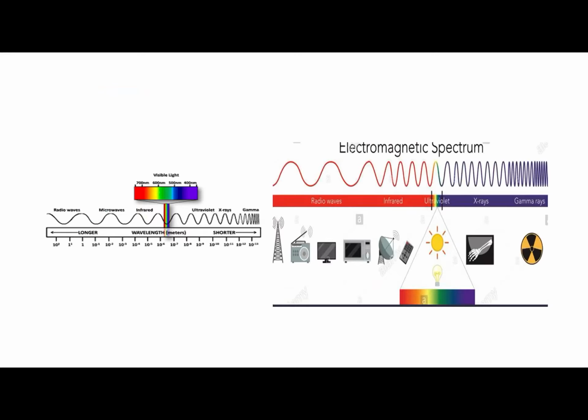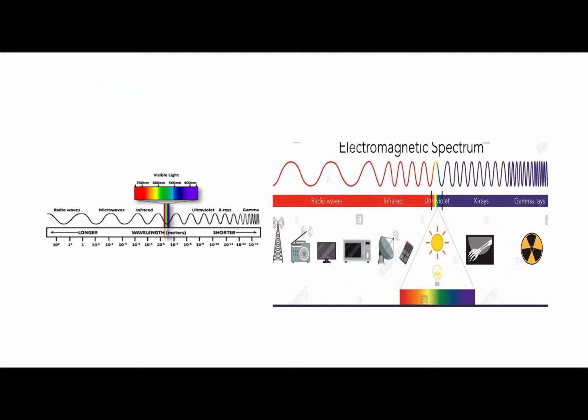The shortest wavelength radio waves are called microwaves. Even though their wavelengths are much longer than those of visible light, microwave ovens are an interesting domestic application of microwaves. Microwaves are also used in radar systems for aircraft navigation. Electromagnetic waves having a frequency range of 3 into 10 to the power 11 to 4 into 10 to the power 14 Hz are known as infrared waves.